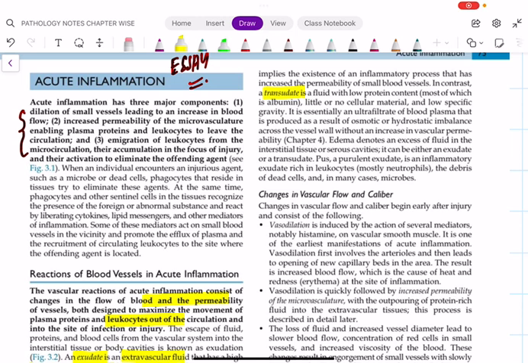Exudate means inflammation. Transudate has low protein content and no cellular material. It is an ultrafiltration of blood plasma, and it is produced as a result of some hydrostatic imbalance. There should not be any vascular permeability increase.